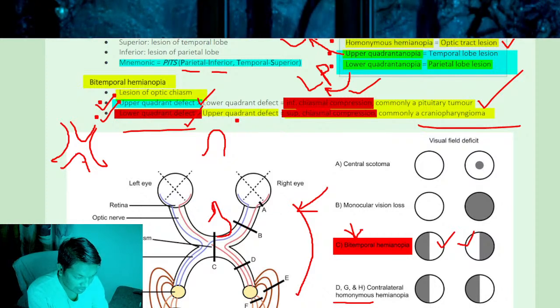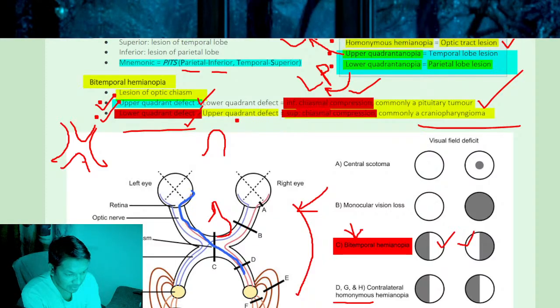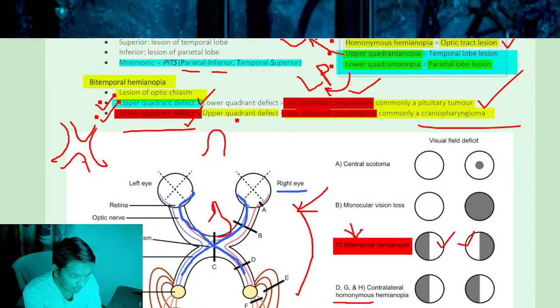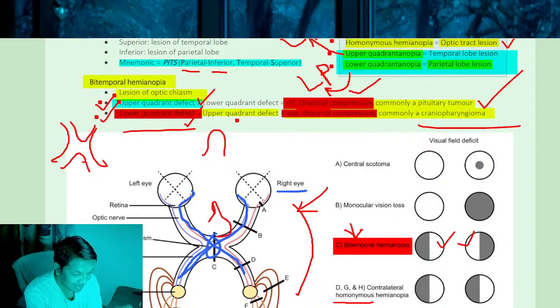See this side, nasal field is coming and it is crossing to the opposite side. This right eye also, nasal field coming and crossing the opposite side. So there is a crossing only in the nasal field, but in the temporal field, both sides, there is no crossing.